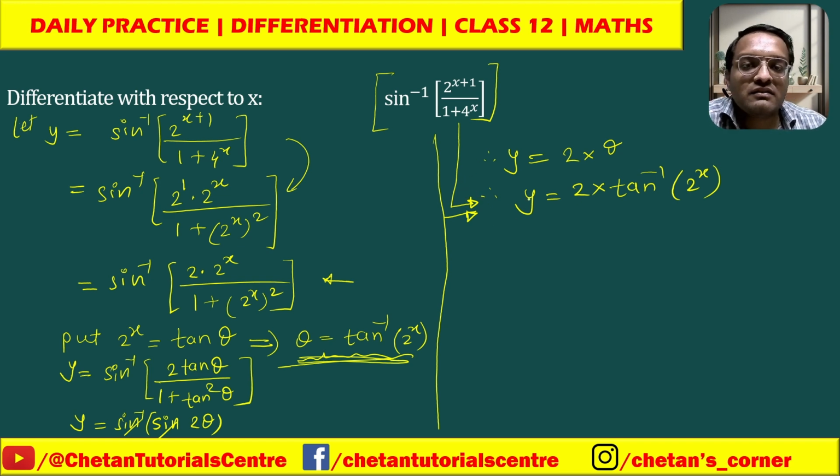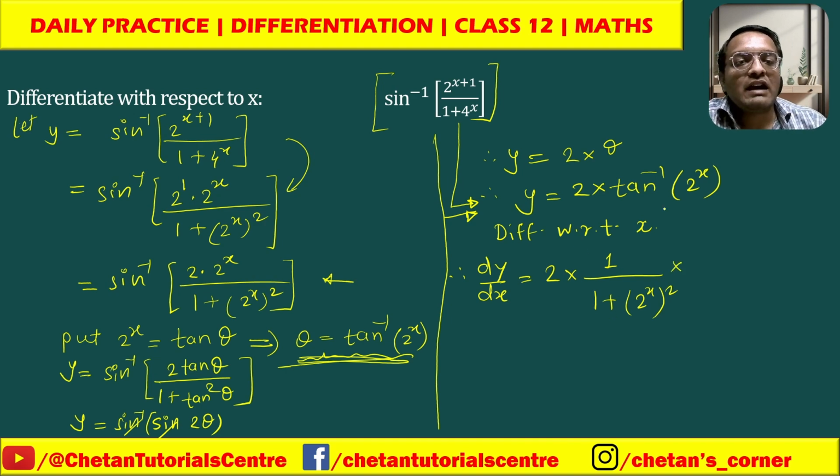Now I will differentiate this with respect to x. Then what I will get? dy by dx is equal to 2 into the derivative of tan inverse, which is 1 upon 1 plus x square. So here x is (2 raised to x) whole square, multiplied by, as this is a composite function, we have to multiply by the derivative of 2 raised to x. The derivative of 2 raised to x is 2 raised to x into log of 2.